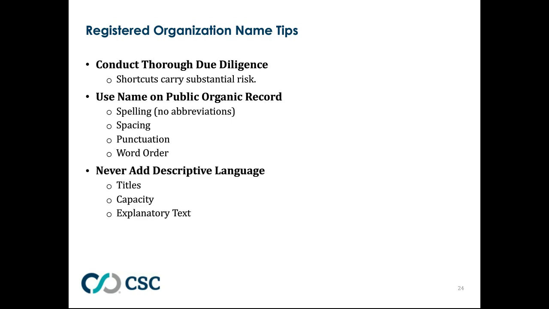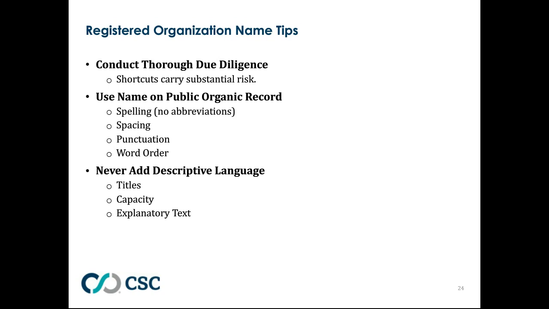So, some registered organization name tips to provide when you're filing on a registered organization. First of all, it's important to conduct thorough due diligence. Any shortcuts carry risk. Going to the database rather than the articles of incorporation, for example, is a risky shortcut because it may omit punctuation or words or things like that. Be sure to use the name on the record and use it identically to the way that it appears on the public organic record. So put it on the financing statement with the same spelling, spacing, punctuation, word order, and I even go so far as to say the same upper and lower case. Case doesn't matter that we're aware of at any state-level filing office, and I've yet to confirm any county offices where upper and lower case matter. Nevertheless, I think it's best to be as precise as possible.